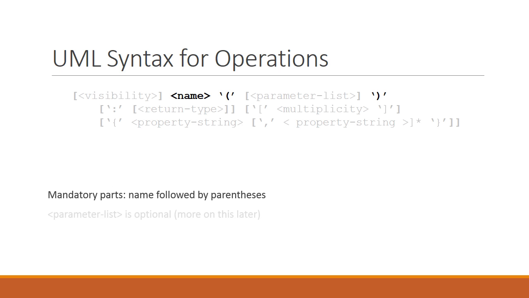Now in particular, the parameter list is optional, and we'll talk more about the parameter list later in this video. Therefore, if I just want to define an operation in my bank account that allows me to close the bank account, I could simply call it this, close followed by an open and a close bracket.